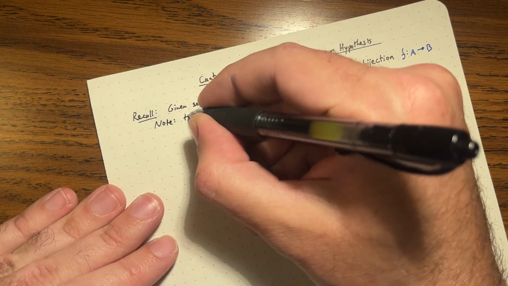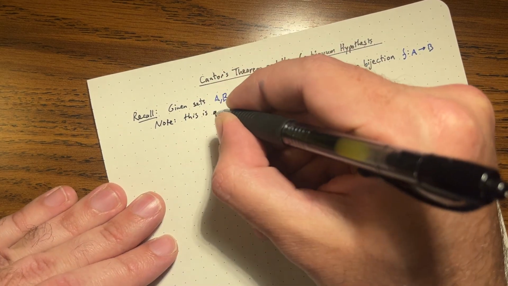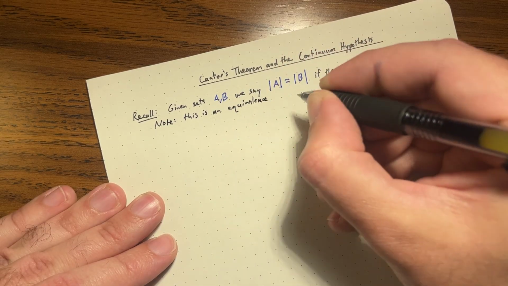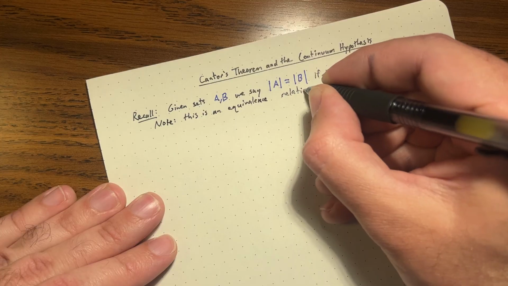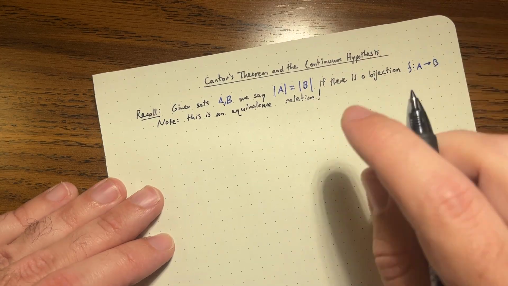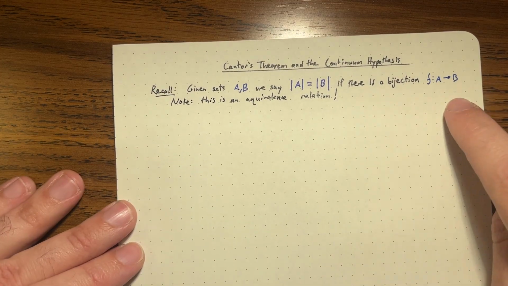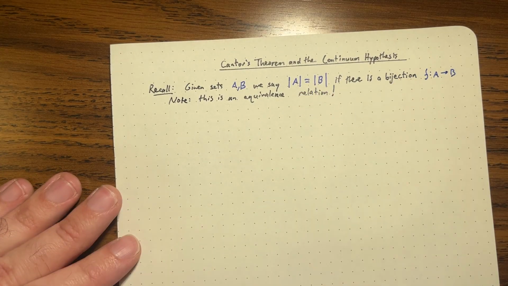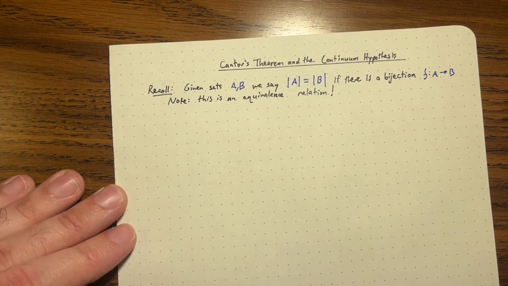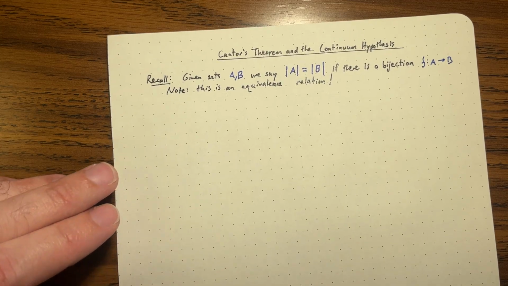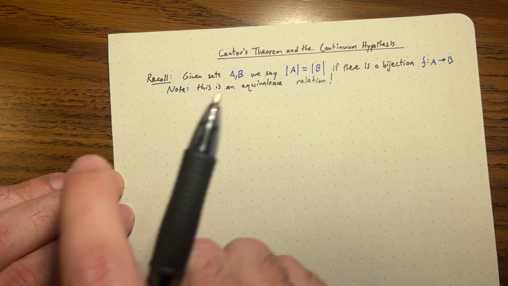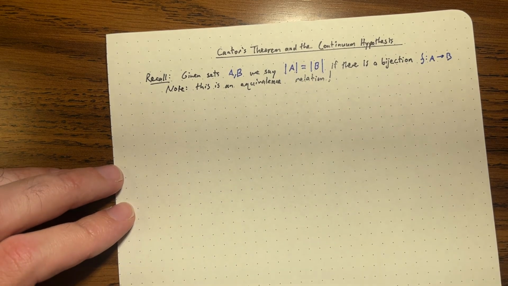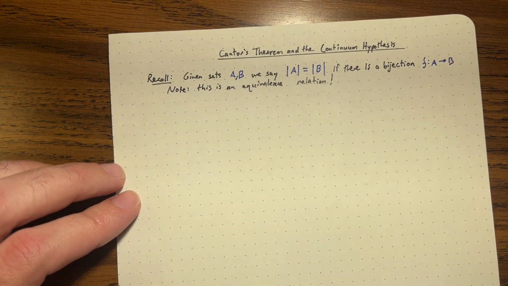In other words, it's an equivalence relation on sets. It is reflexive, symmetric, and transitive. The existence of a bijection from one set to another is a great exercise if you want some practice with equivalence relations. Try to prove that this is an equivalence relation on sets. But that's why we use the equal sign. It behaves like we'd expect an equal sign to behave.